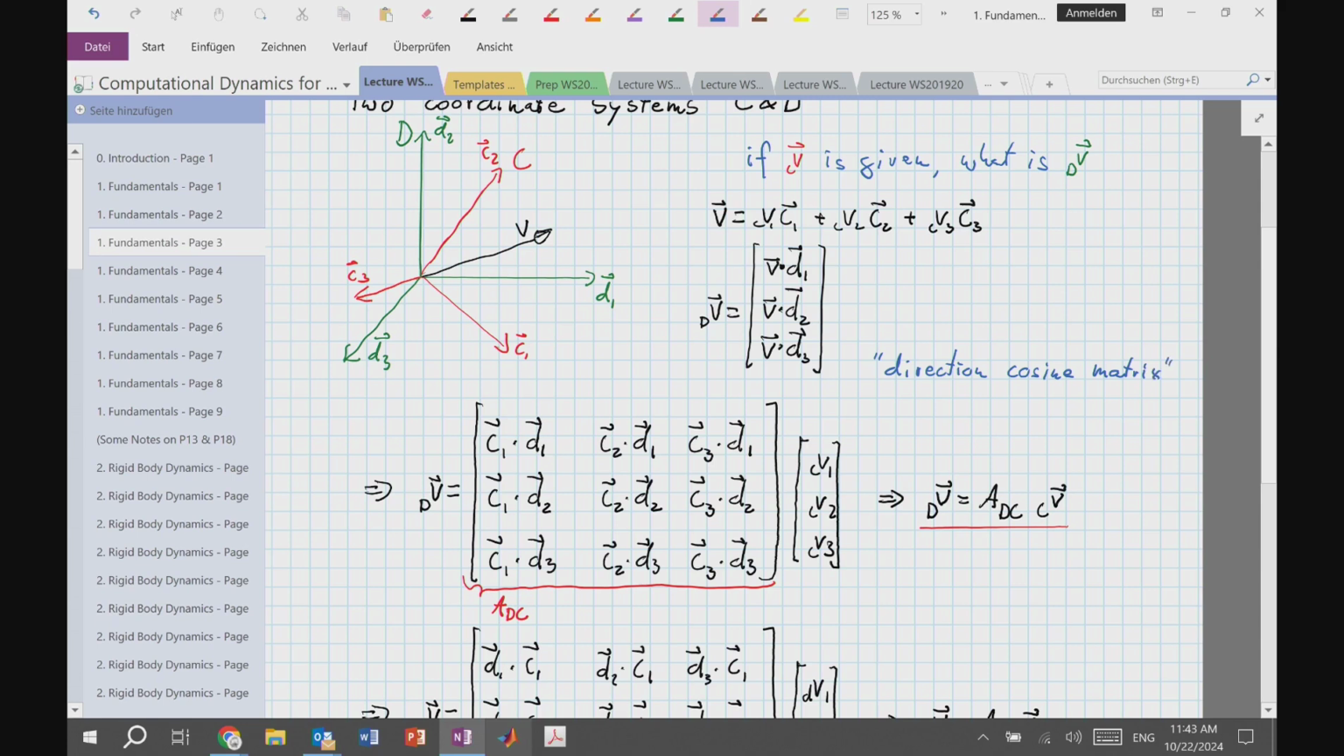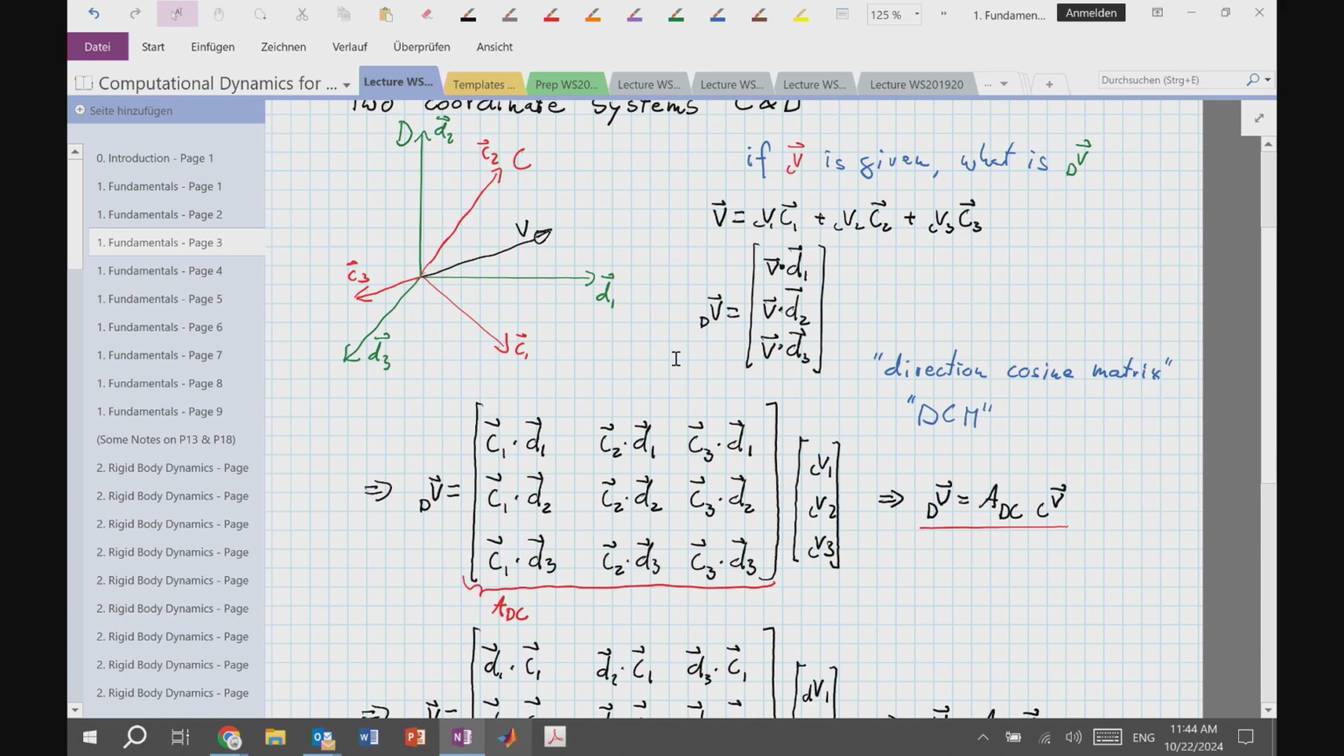Who has an idea why this is called the direction cosine matrix? Abbreviated sometimes with DCM. Why is this the direction cosine matrix? Think about the definition of the dot product that we have here. Magnitude of the first vector times magnitude of the second vector times the cosine of the angle between these two vectors. And since these are coordinate axes, they are of unit length. So the product that I get here is simply the cosine between these two coordinate axes. So this is a matrix full of cosine terms, and the angles correspond to the angles between the individual coordinate axes in all possible combinations.